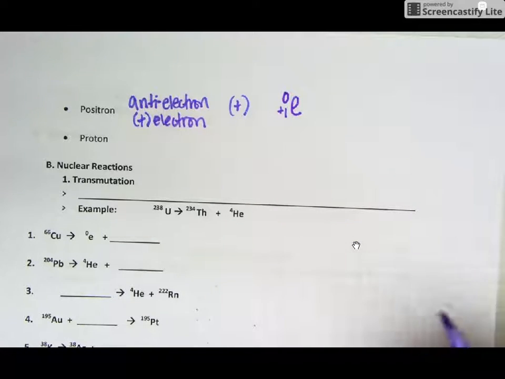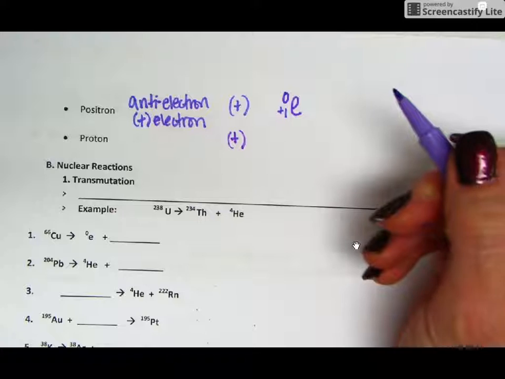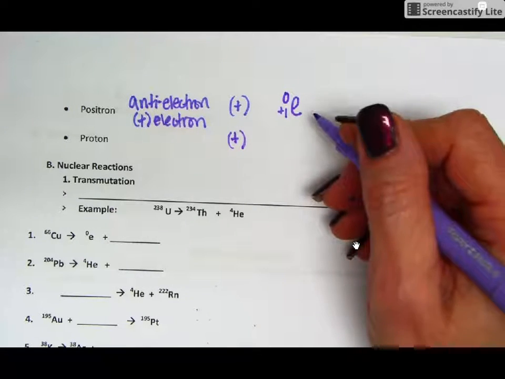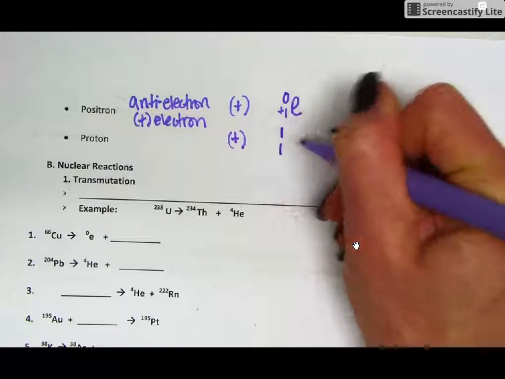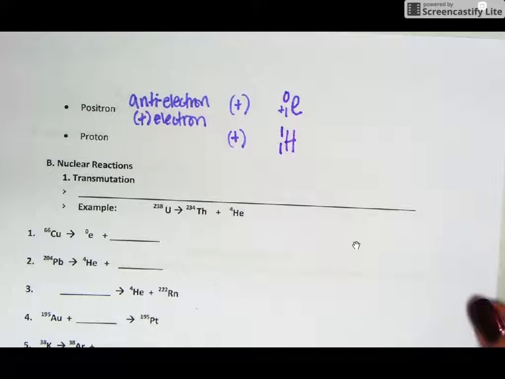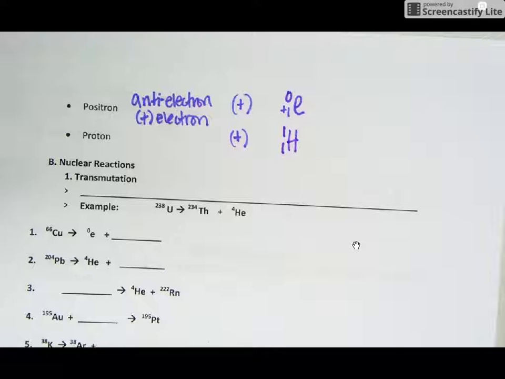And then, of course, we have a proton. We learned that protons are positively charged. The proton is what makes every element unique. It uniquely identifies every element. And the symbol we use for the proton is 1 over 1 H. It's the same as the hydrogen nucleus. All right. So these are the emissions or the symbols for the particles that we will need to be familiar with in our nuclear reactions.